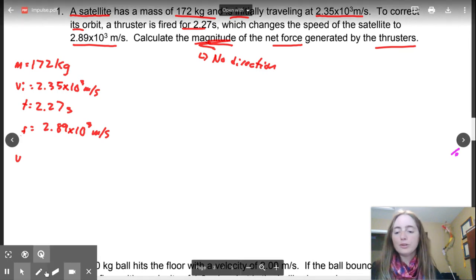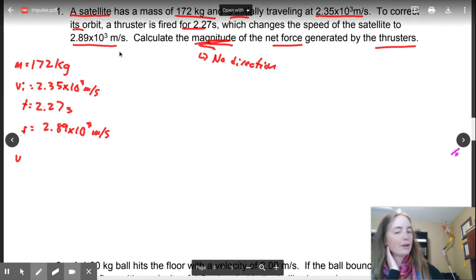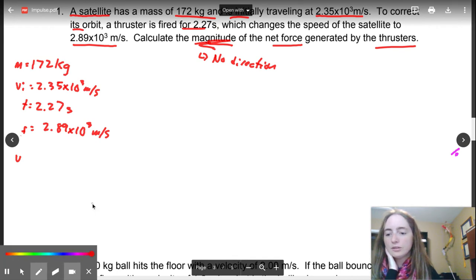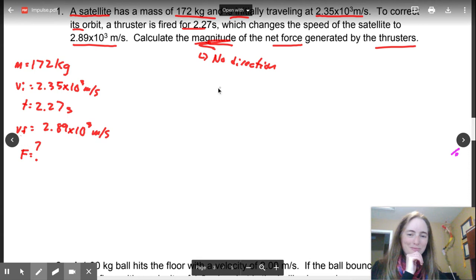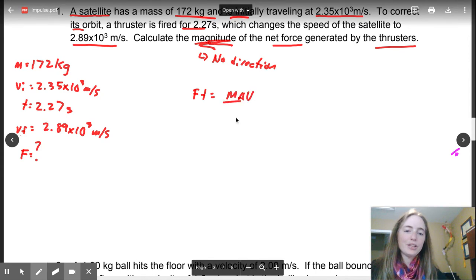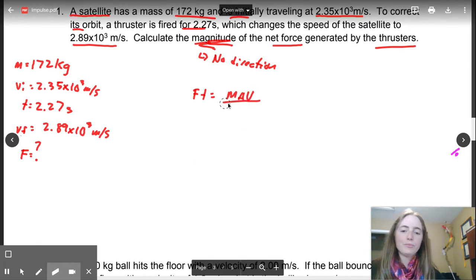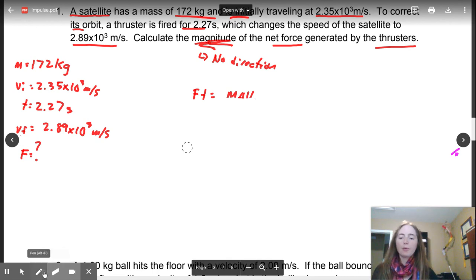So, ladies and gentlemen, we have all of our values listed. We are trying to calculate our net force. Okay. Well, what equation are we going to use? On your data sheet, we are going to come up with Ft is equal to m delta v. Okay. Well, we're going to be using this equation.